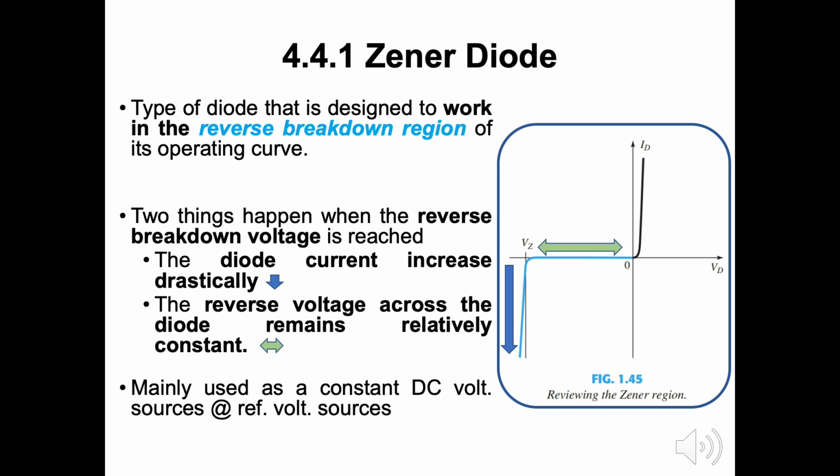By referring to the figure on the right-hand side, two things occur when this reverse breakdown voltage is reached. The first is that the diode's current increases drastically. Secondly, the reverse voltage across the diode remains relatively constant. The Zener diode is mainly utilized as a constant DC voltage source.